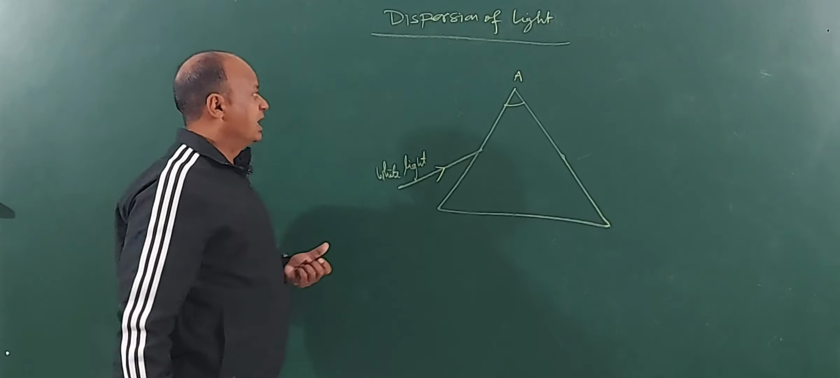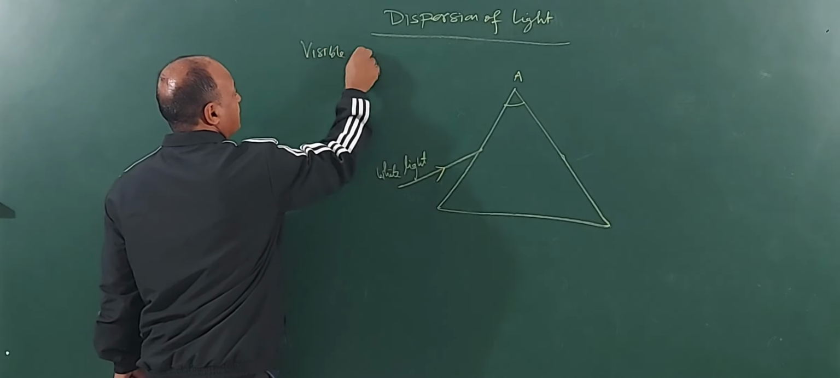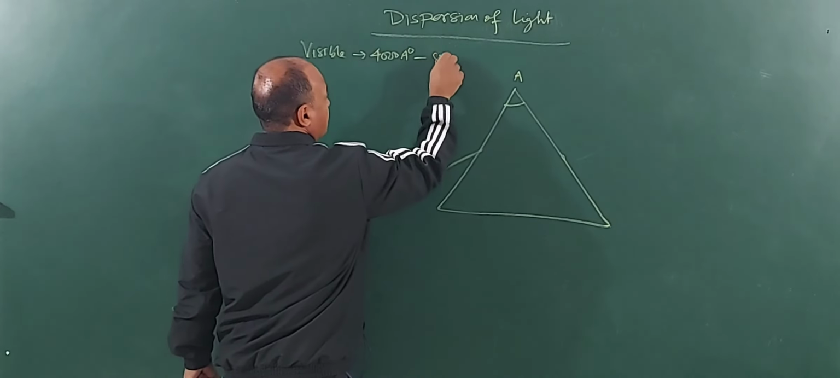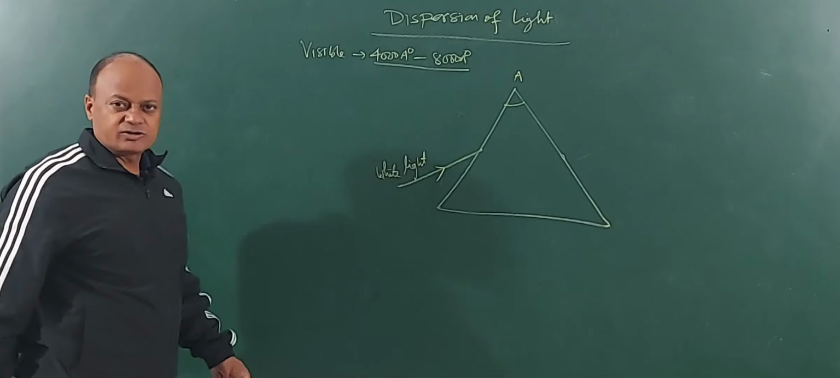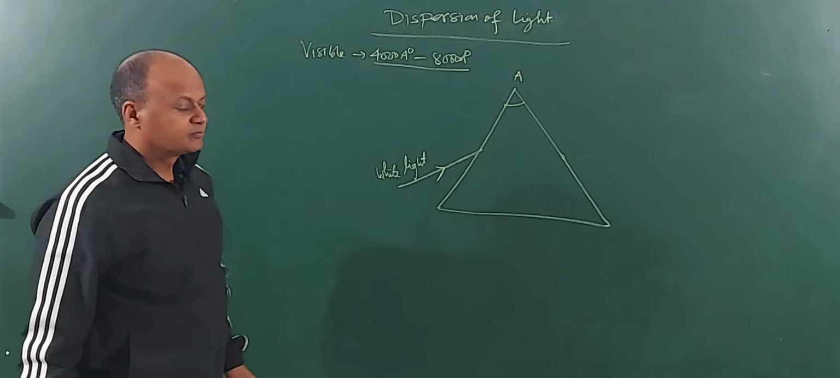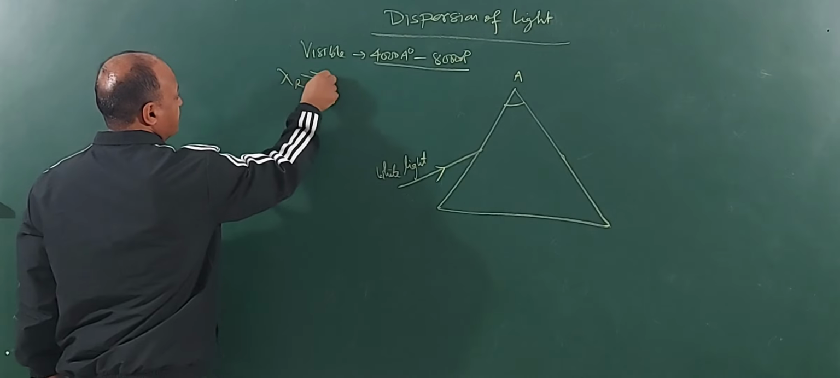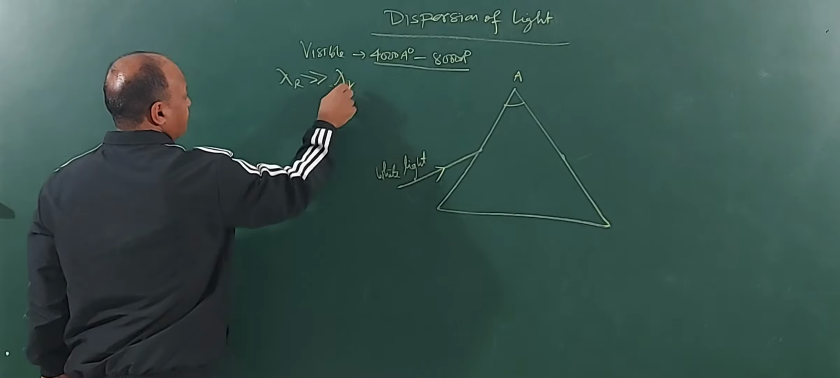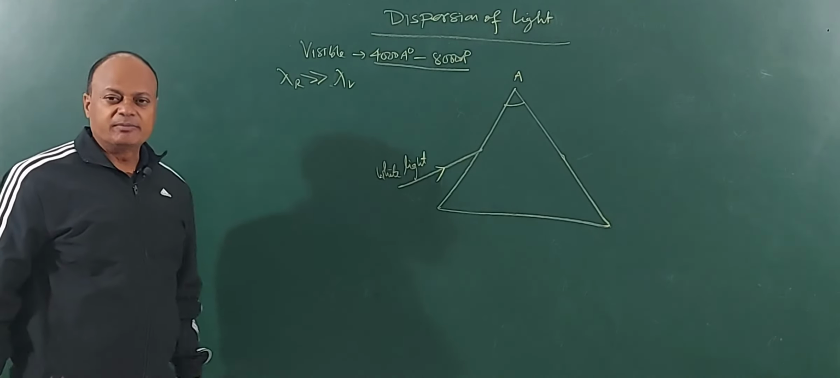Visible light. And we know that visible light lies between 4000 angstrom to roughly 7800, but we will be taking it as what? 8000 angstrom. This is the longest wavelength and this is the smallest wavelength, and we know that wavelength of red is very large compared to wavelength for violet. Violet has got minimum wavelength and red has got maximum wavelength.